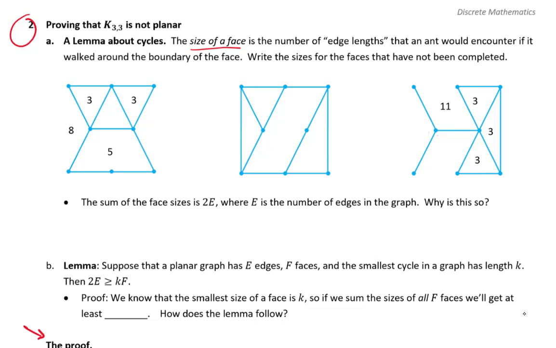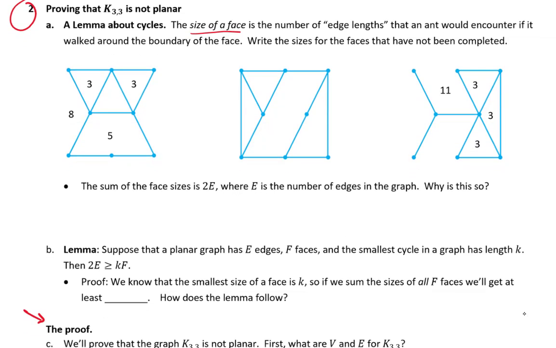You complete the numbers for all the other faces that aren't numbered here. So it turns out that the sum of the face sizes is 2e, where e is the number of edges in the graph. And in fact, that's actually the lemma that's important here in part A. The sum of the face sizes is 2e.